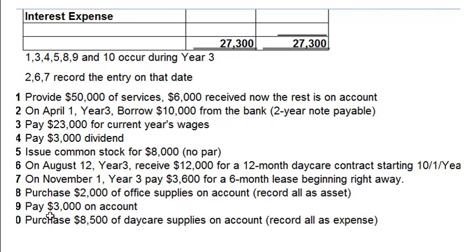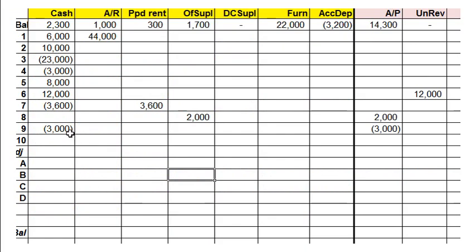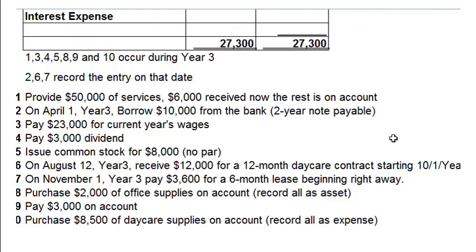Here, Sample Daycare pays $3,000 on account. So we know cash goes down by $3,000, and we just decided that the on account means they must be paying off accounts payable, or paying off part of accounts payable. Let's get that recorded as well. Here's my decrease to cash, and it's equalized across the equation by a decrease to the right-hand side of the equation, a decrease to accounts payable.